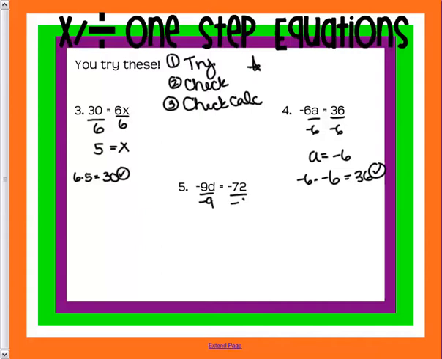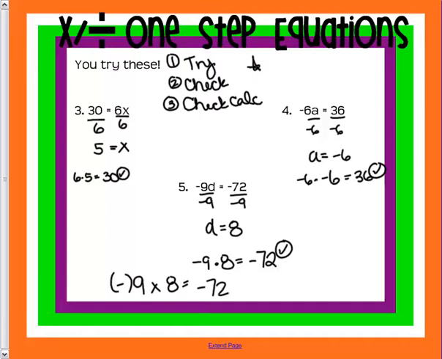Negative 9d would be divided on both sides, so I'd be left with d equaling, and 72, that's a negative divided by a negative would give me a positive, and 72 divided by 9 would be 8. So I take negative 9 times 8, and in my head I know a negative times a positive is a negative, and 9 times 8 is 72. In my calculator, I do the same thing. Remember in your calculator, it would look like this: the parentheses button with the little negative sign, 9, then times 8. And it should give you negative 72 in your calculator.